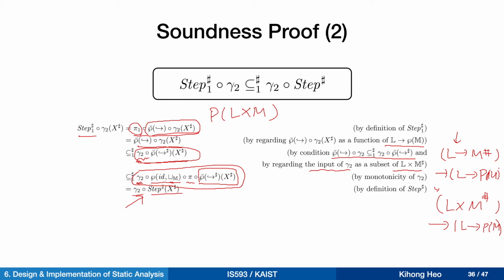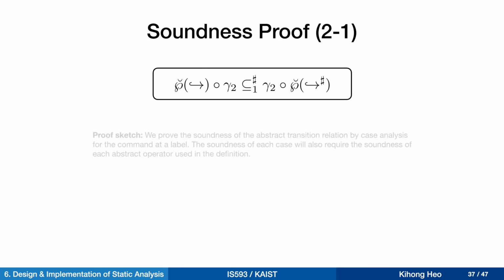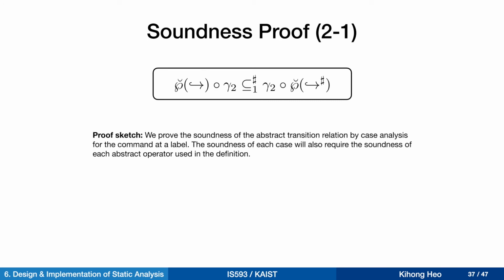Okay, but there's one remaining thing, right? It is sound if this new subgoal is true. So let's show the soundness of abstract transition. Here is the proof sketch. It can be done by case analysis. We have to show that each abstract transition for each command is a sound abstraction of the concrete one, right? Also, it requires the soundness proof for other abstract operators like update, filter, eval, right?